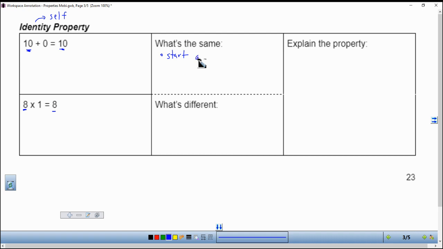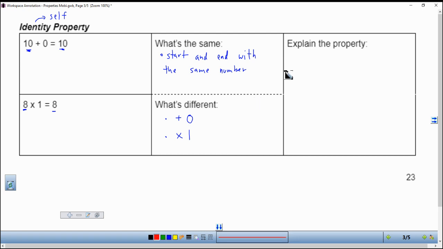We start and end with the same number. Okay, so if we add 0 to any number, you're going to get that same number back. If we multiply any number by 1, we get that same number back. So the only thing different really is that in addition, you're adding 0 to get the same number back. And in multiplication, you're multiplying by 1 to get the same number back. That's really the difference between the two.